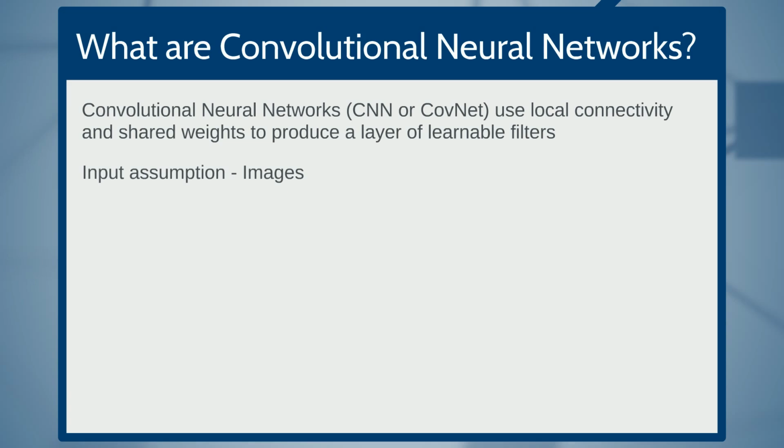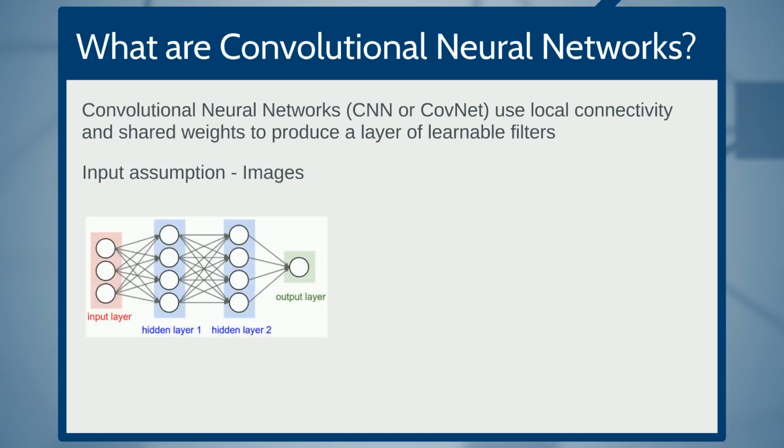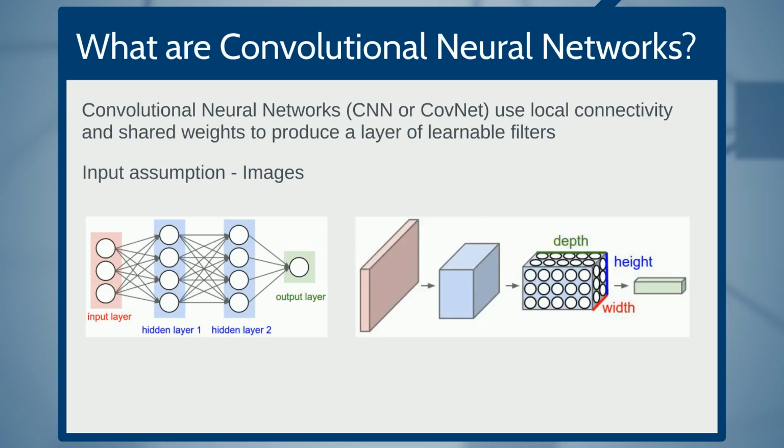So first, convolutional neural networks are designed to work on images. So they have an input assumption of images, and this allows us to encode properties into the architecture. These properties being the local connectivity and shared weights. So here was our previous neural network, a simple three-layer network. It's got two hidden layers and an output. A convolutional neural network is going to look a little bit like this.